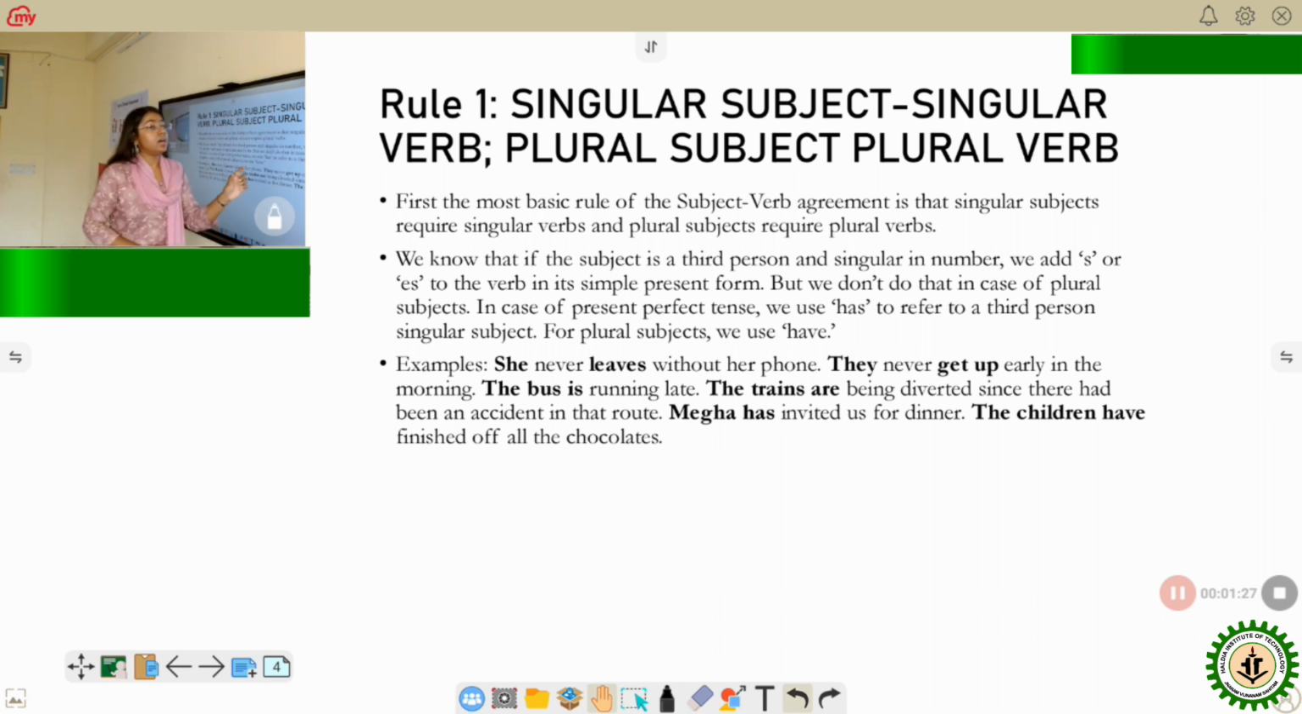They never get up early in the morning. They is a plural subject. So, we use plural verb. We don't add any s or es with the main verb of the sentence. Trains are being diverted since there had been an accident. Trains, the plural subject. So, the verb will also be plural. The most basic rule of subject-verb agreement.